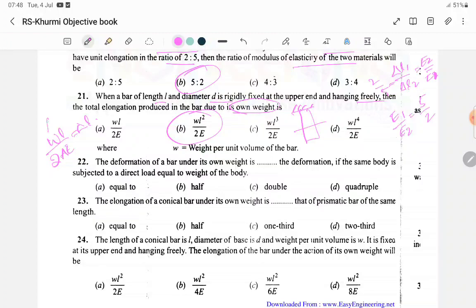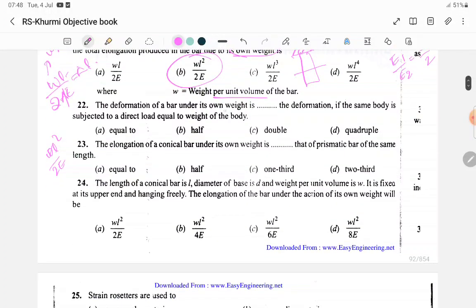But this capital W is the total weight. So for unit weight we consider small w A into L. When you substitute here, this A and this A will cancel. So w into this L and this L gives L square. So wL square by 2E. This is small w, okay. Small w means weight per unit volume.